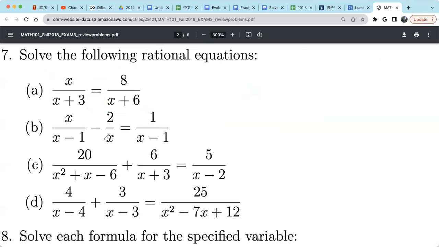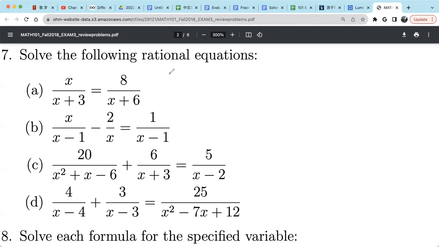For 7b, let's look at this. Maybe we want to use cross multiplication. Let's practice that. Of course, there are different ways of solving equations. And if you already have your comfortable way to go about it, go ahead. But today, I want to use the cross multiplication method.